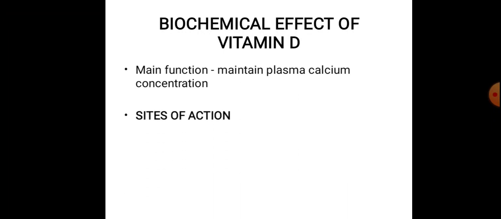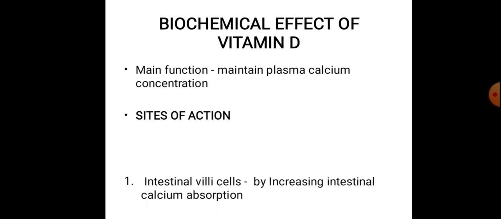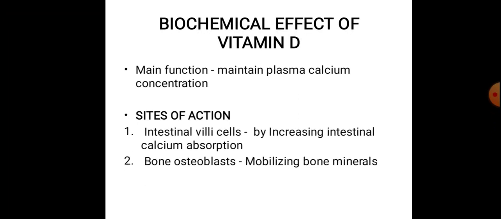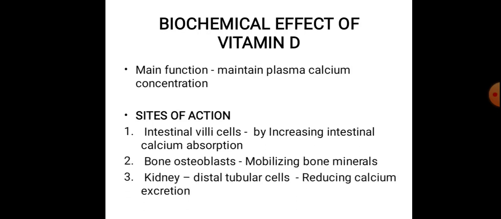This is by its action, and it has three sites of action. They are intestinal villus cells, bone osteoblast, and then kidney. Vitamin D acts on these tissues, that is intestinal villus cells, bone osteoblast, and kidney, and thus they help to maintain the plasma calcium concentration.